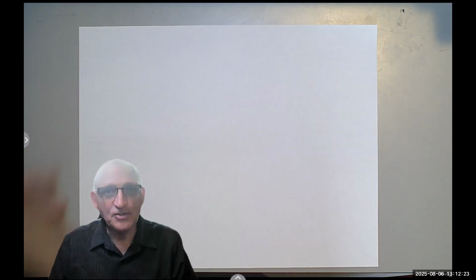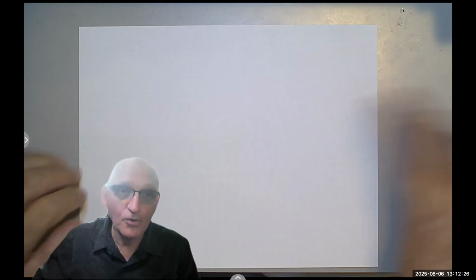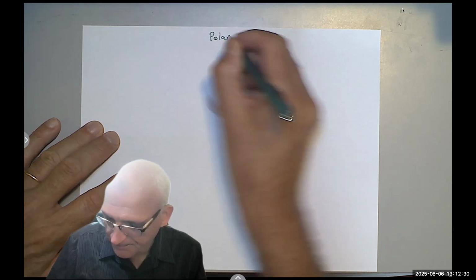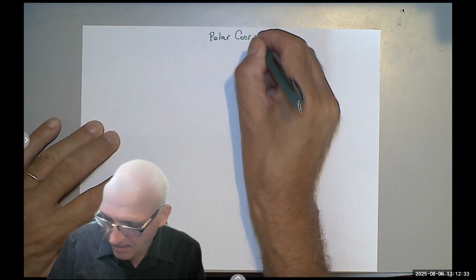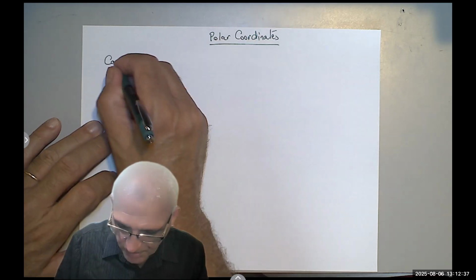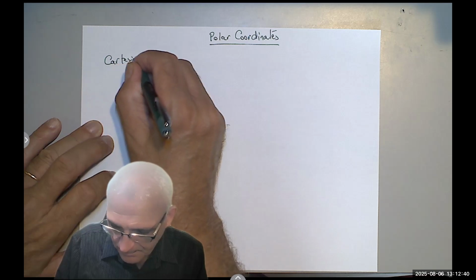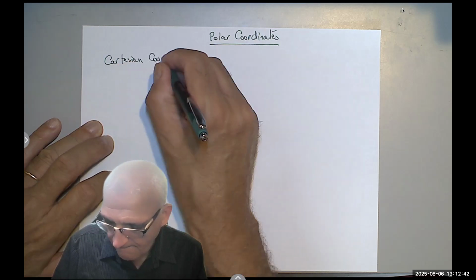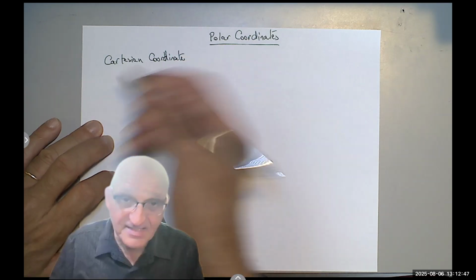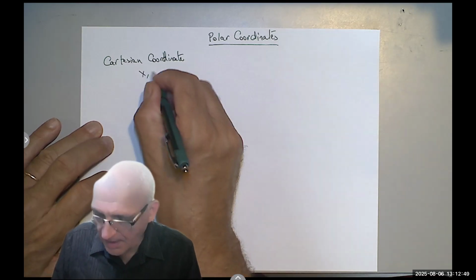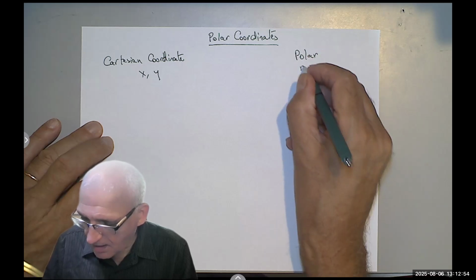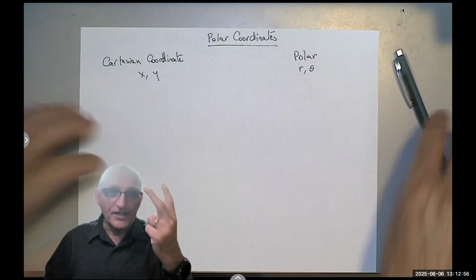Today, I'm going to start a new topic, and that's basically polar coordinates. So, what are polar coordinates? We are familiar with the Cartesian coordinates, the x and the y, right? The polar coordinate system uses r and theta. Notice you need two things, right?